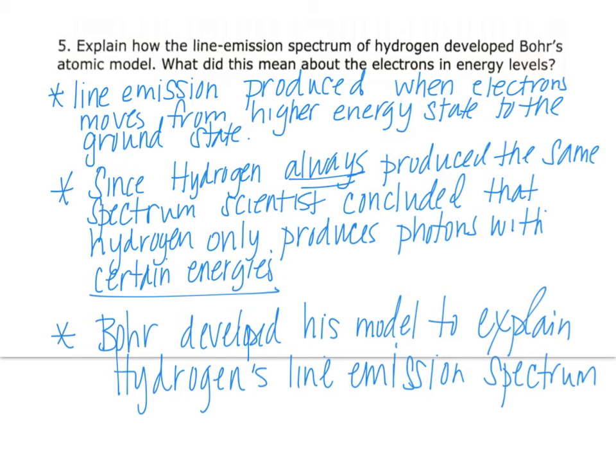And so that was able to conclude that there were energy levels and that there were electrons existing in these specific energy levels. The last thing that you need to know concerning this question is that Bohr developed his model, the Bohr models that we drew in class, to explain hydrogen's line emission spectrum. The problem with Bohr's model is it only worked for hydrogen itself, but that was what he was trying to do, explain the line emission spectrum for hydrogen.